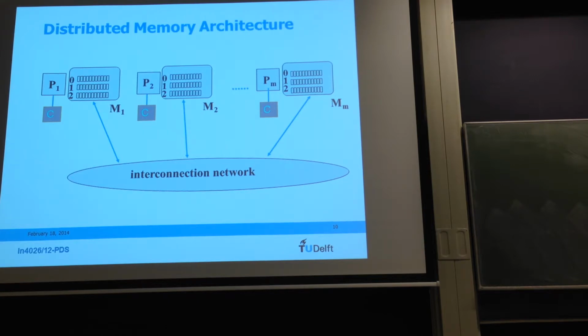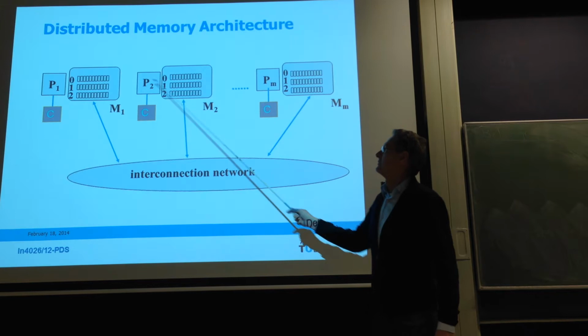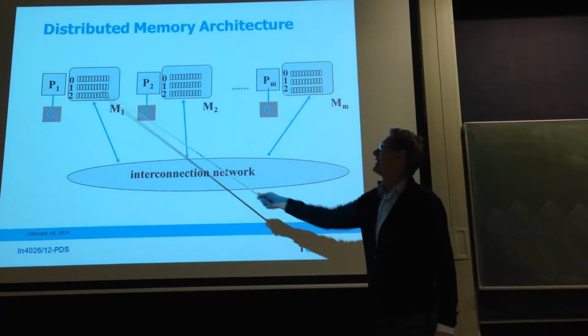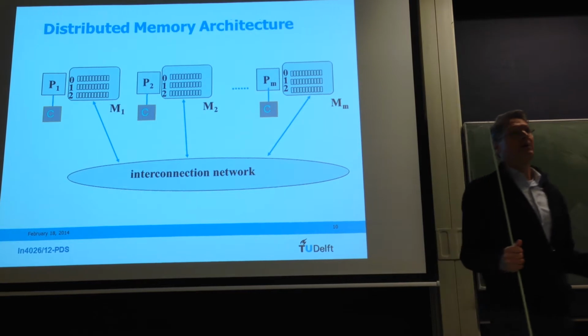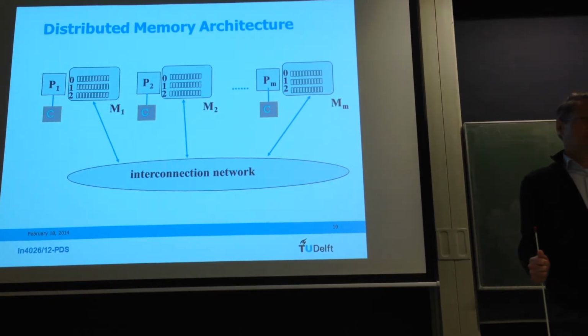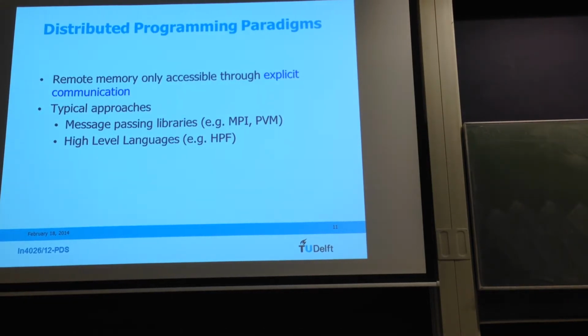Of course, we can go a very different way. That is to completely decouple the memory structure of each processor, in that each processor has its own memory here, and there's no way I can directly address this memory from this one. So if I have to get data from another processor, I basically have to ask the other processor for the memory and the data items. And that is what we call a distributed memory architecture. For these kind of systems, the remote memory is only accessible through explicit communication.